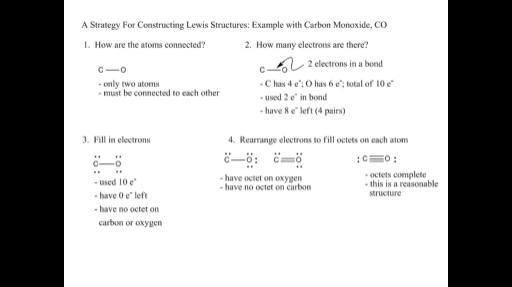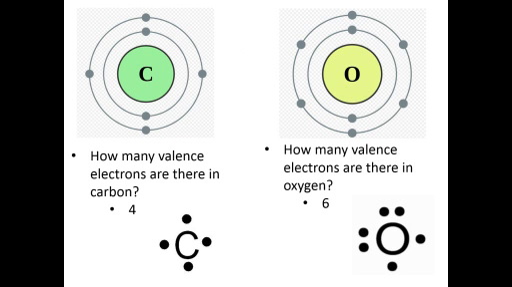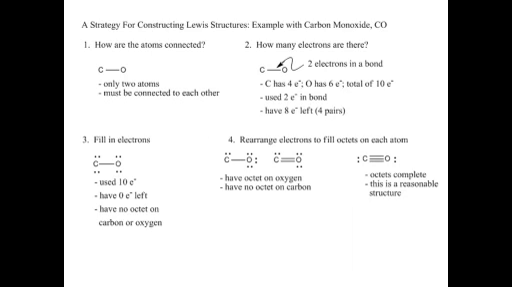So 2 electrons in a bond. Basically, since carbon has 4 and oxygen has 6 valence electrons, that means that carbon has 4 vacancies. It needs 4 pairs of electrons to be complete. Oxygen needs 2 pairs of electrons to be complete.